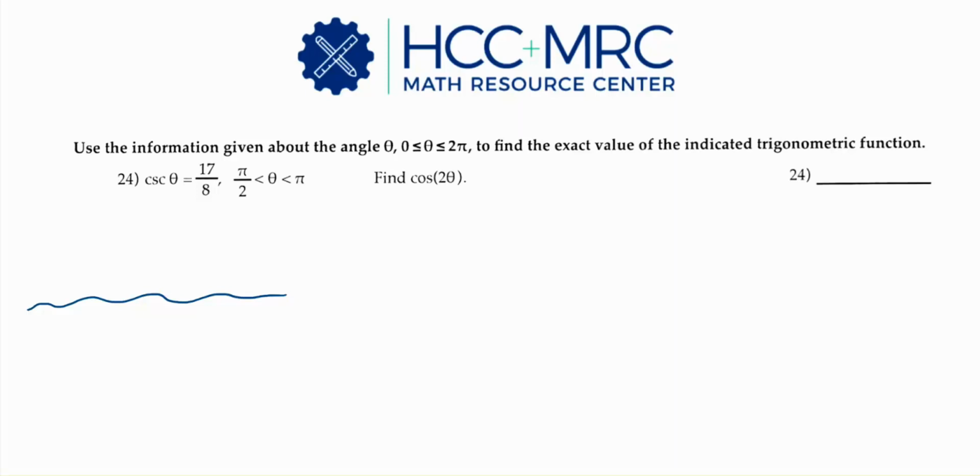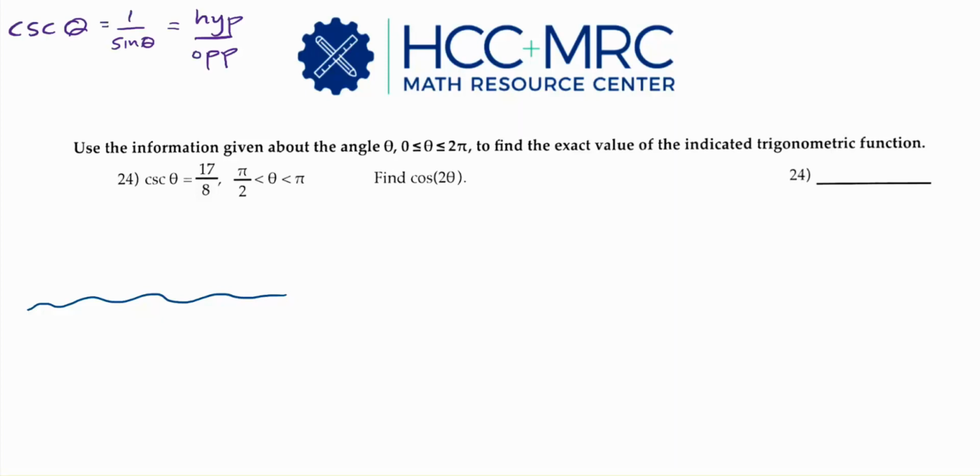Today we're talking about question number 24 from the trigonometry final review. Use the information given about the angle theta, greater than or equal to 0 and less than or equal to 2 pi, to find the exact value of the indicated trigonometric function. Cosecant theta equals 17 over 8 and theta is greater than pi over 2 but less than pi.